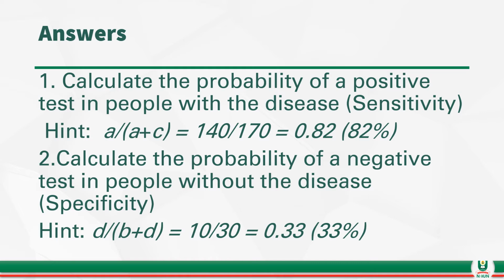If you calculate the probability of a negative test in people without the disease, which is specificity, it will be D over B plus D, which is 10 over 30, and that will give you 0.33, and that translates to 33%.